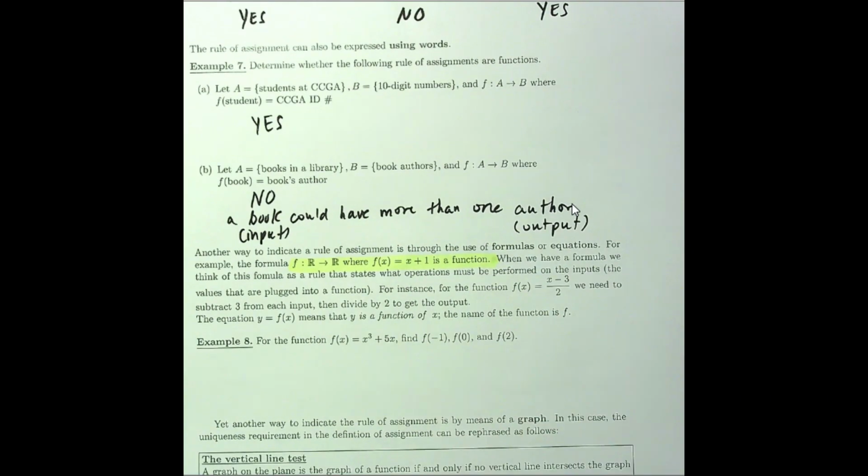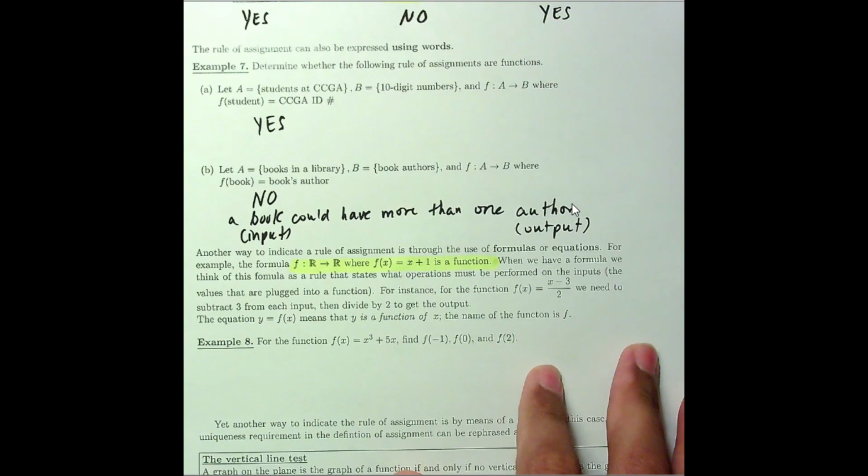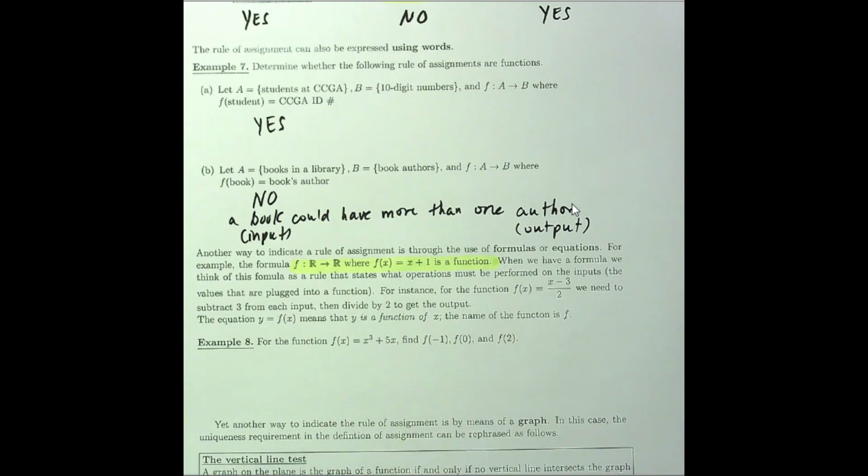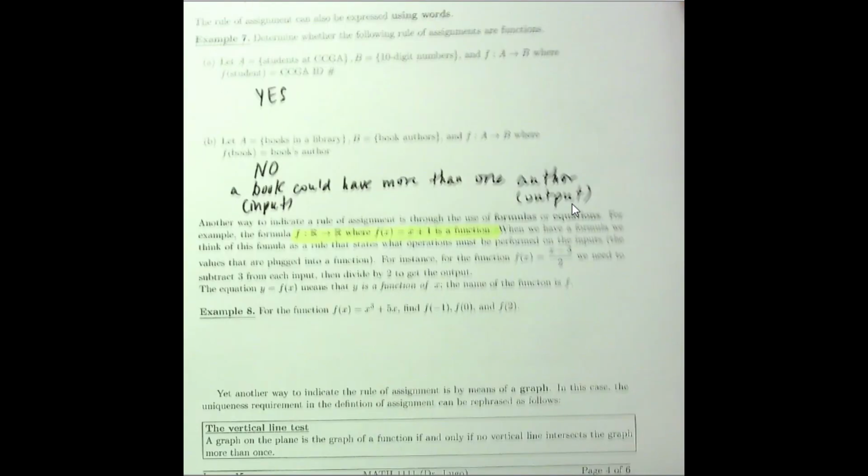All right. Now, evaluating a function when you have a formula is very easy. In the case of a diagram, it's a matter of chasing the arrows. In the case of a table, it's just looking at the output. But if you have a formula, that's also very easy. It's a matter of plugging in. So look at this example.